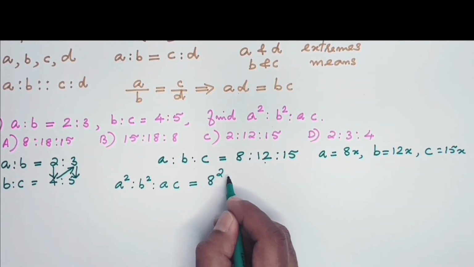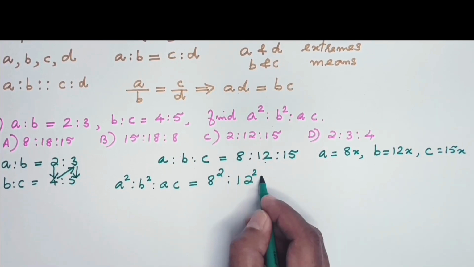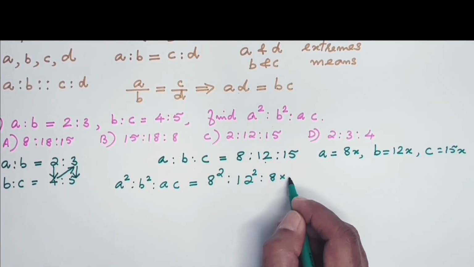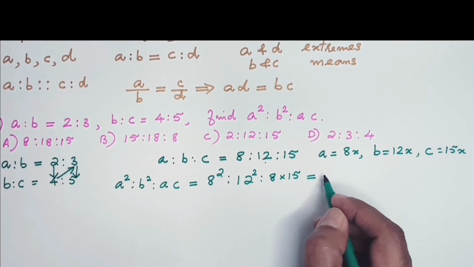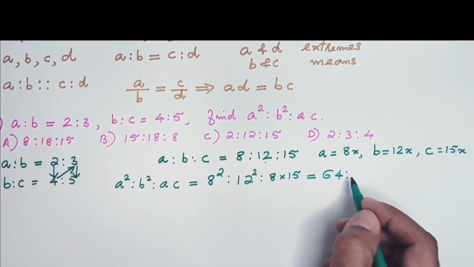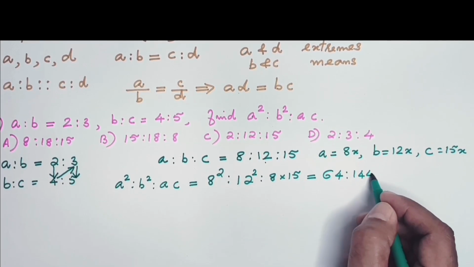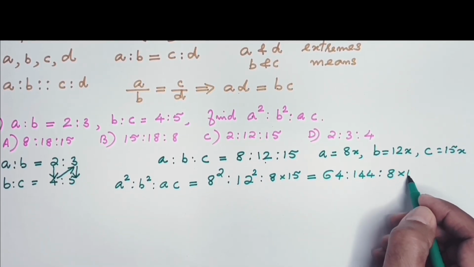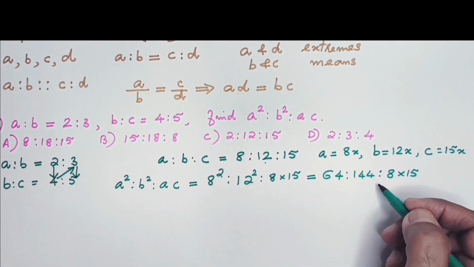A square, 8 square, B square, 12 square, AC, A is 8, C is 15. This equals 64 is to 144. 12 square. This I am not simplifying. I'm leaving it as it is. There's a reason for that.